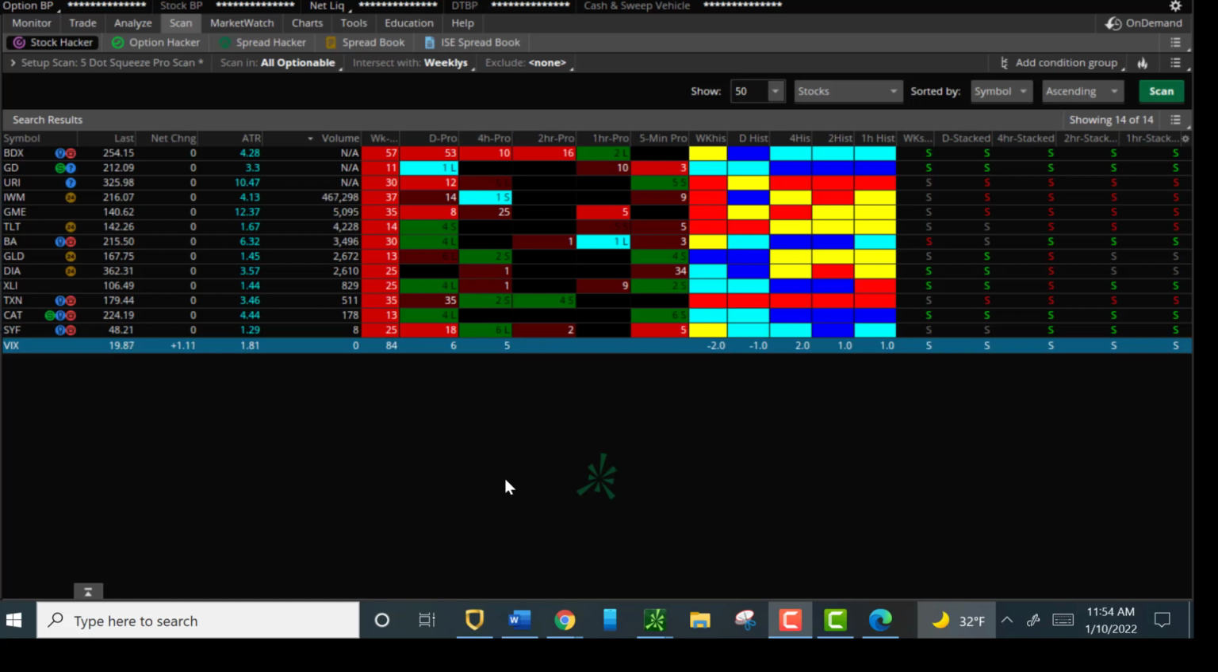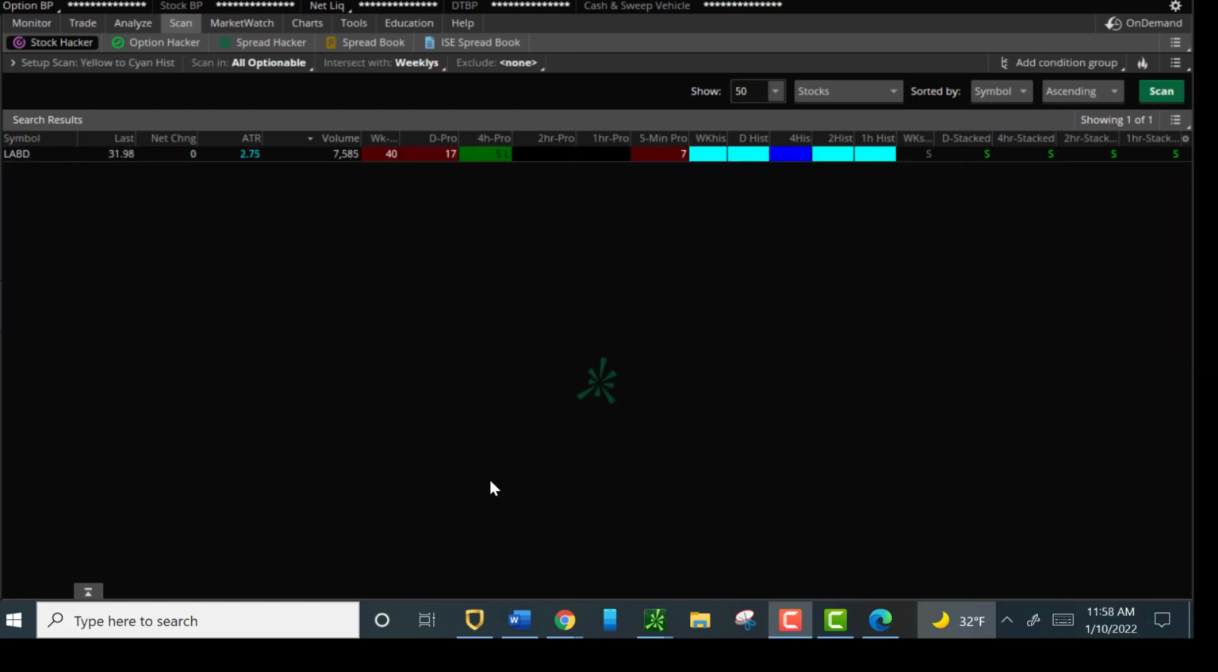Can this scan be used with the regular squeeze? Yes, you can scan for stocks that are in a 5-dot squeeze on the regular TTM squeeze. So this type of scan will work for building a watch list on the Squeeze Pro and the regular squeeze. Are there other scans that you run pre-market to help you build your watch list? Yes, I actually run several scans pre-market. So not only do I look at my 5-dot squeeze scans, but then I also look at histogram scans, so the yellow to cyan histogram, or I might even look at a blue to red histogram scan.